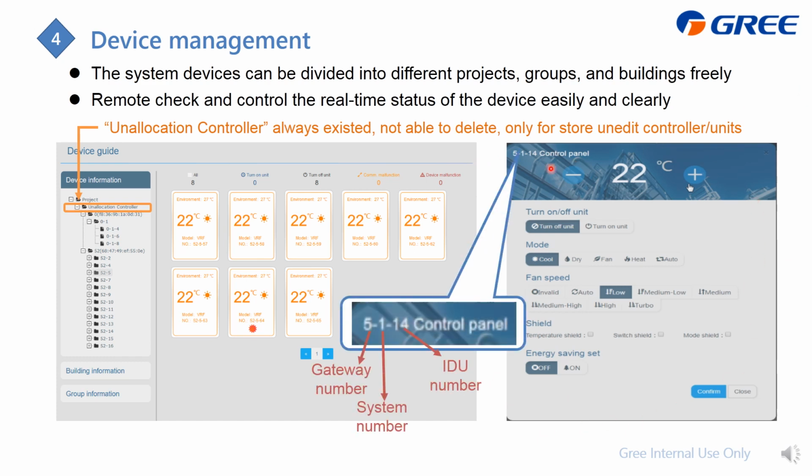And as for this number, it has its meaning. In this case, you can find this 5-1-14, which means the first 5 is the gateway number. This 1 means the system number, and the 14 means the indoor unit number.